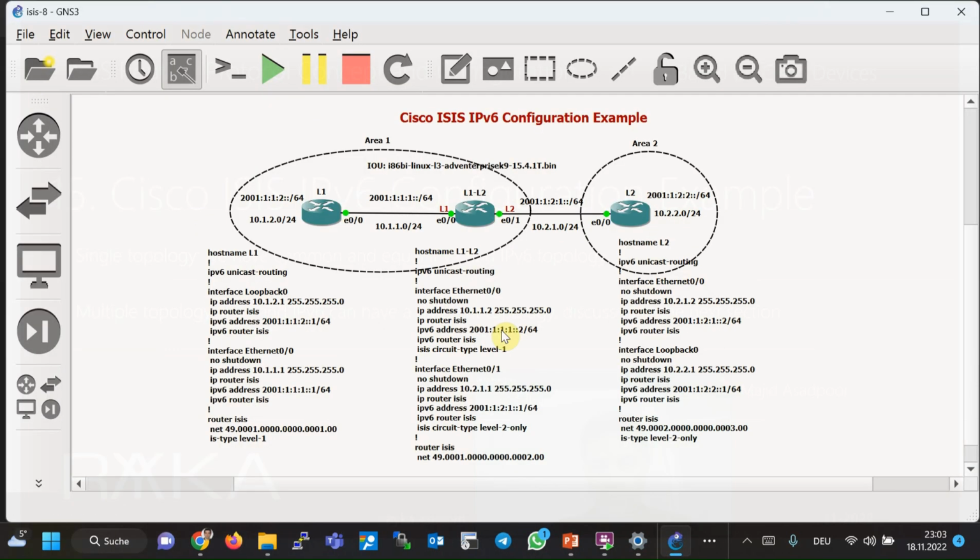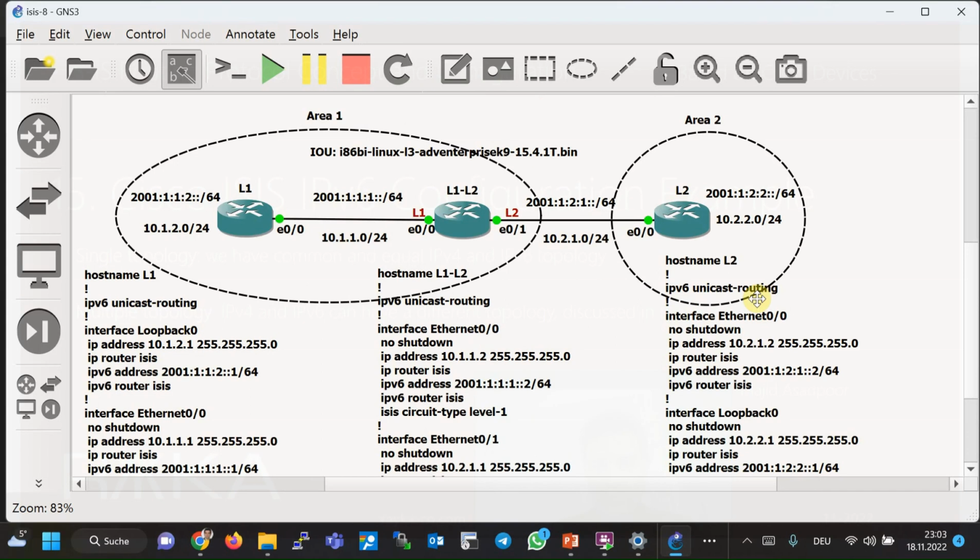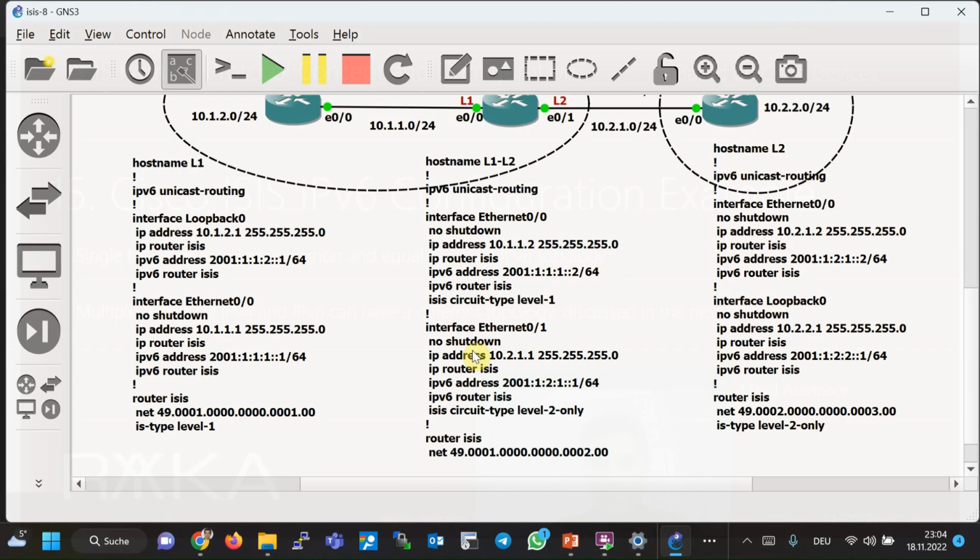In this topology where both IPv4 and IPv6 are addressed, we want to show how IPv6 is configured alongside IPv4 in the ISIS routing protocol. This is a single topology configuration example, since wherever an IPv4 address is configured, we also have an IPv6 address. In a single topology configuration example, we enable ISIS for IPv4 with the IP router ISIS command, as we have seen in the previous section. And at the same time, we enable ISIS for IPv6 with the IPv6 router ISIS command. The other configurations are the same as the previous examples.